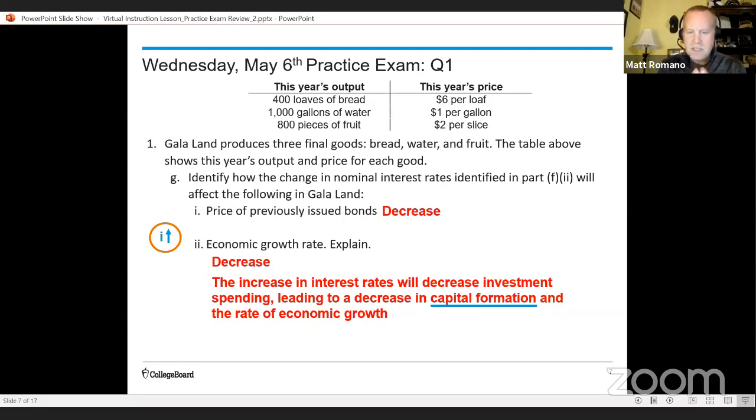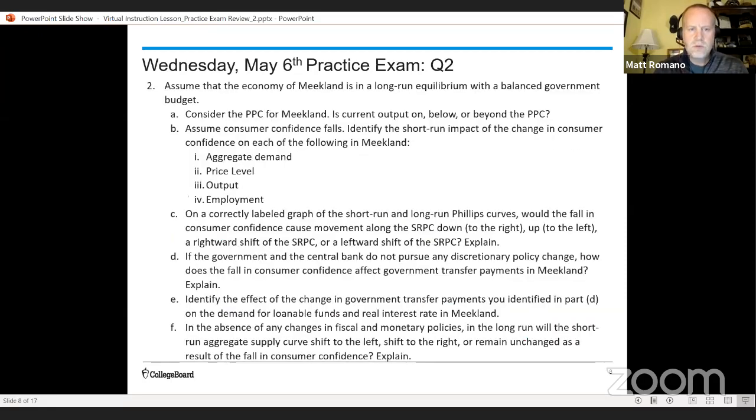It doesn't have to, again, specifically be that word, but it's got to be a reference to that. Decrease in capital accumulation, decrease in production of new capital, something to that extent. That is your link between a short-run investment change and the long-run change in economic growth. So again, know that term. That's why I underlined it for you. Know that term and be able to use it accurately. Okay, that's question one. Let's move on to question two.